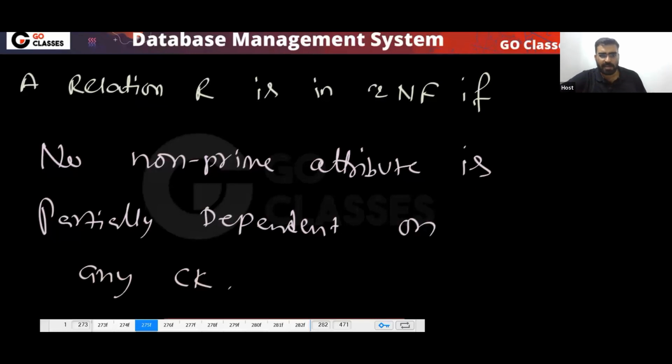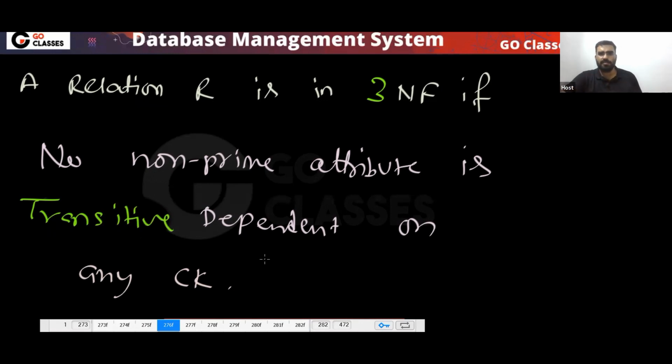Now the same definition for 3NF. If I go for 3NF, then this partial will be replaced by transitive. That's it. This is the only change. Is this clear? A relation is in 3NF if no non-prime attribute is transitively dependent on any key.